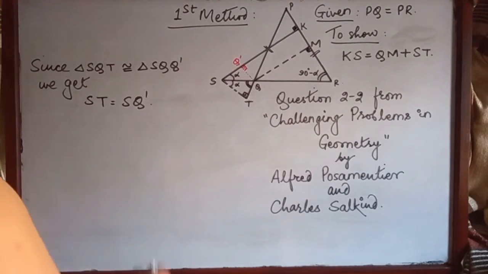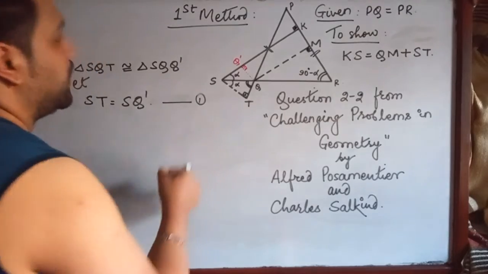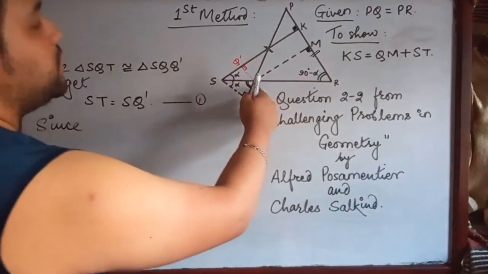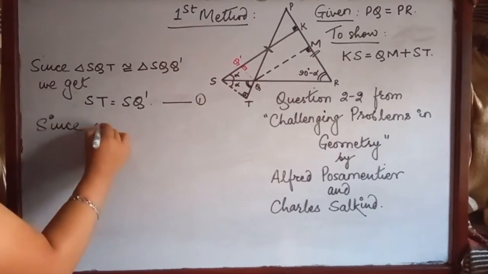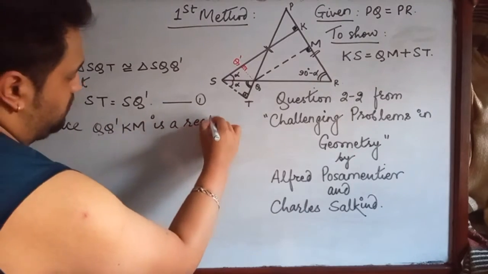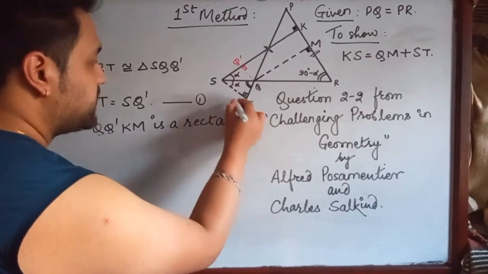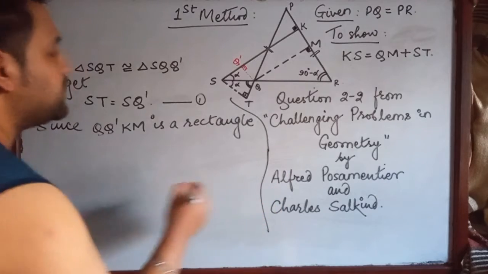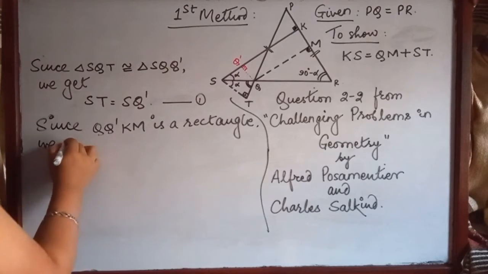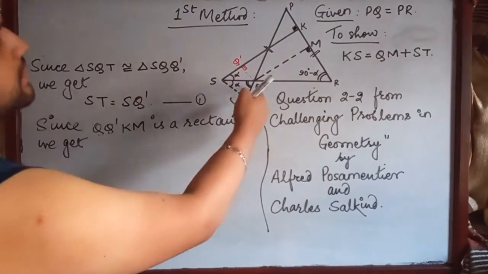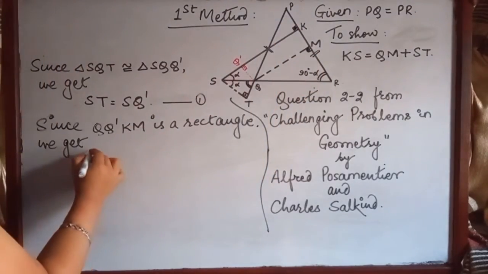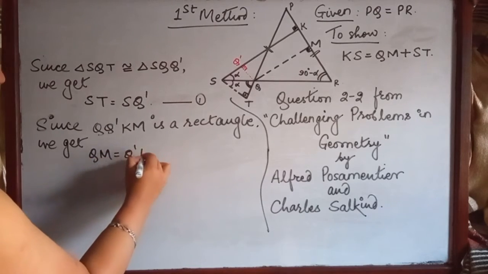Okay. Now let's call this equation 1. Now since Q dash KM is a rectangle, we get QM is equal to Q dash K. QM is equal to Q dash K.